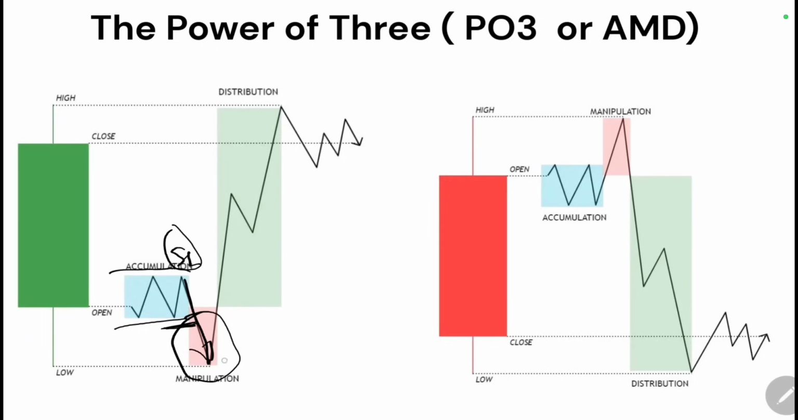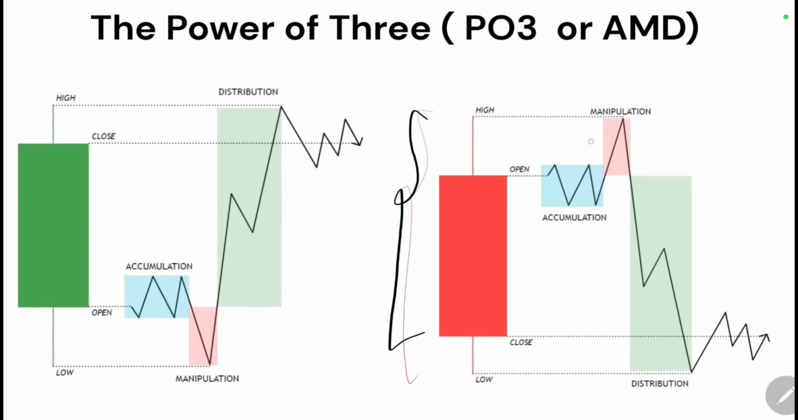Okay, it is a fake move targeted to take out retail stop losses, and then when that happens, the market is seen to move in the opposite direction of the fake move, and all retail stop losses are taken out, which is called the distribution, and then the market would close here with another consolidation. Now for the bearish scenario, this is the candle range on a higher time frame, and the market opens with an accumulation, manipulates up, and now distributes down, and then closes with another consolidation.